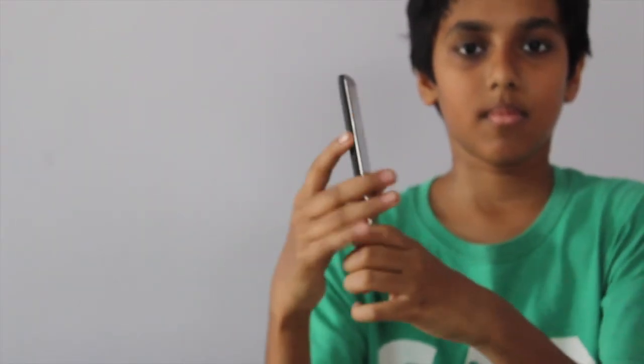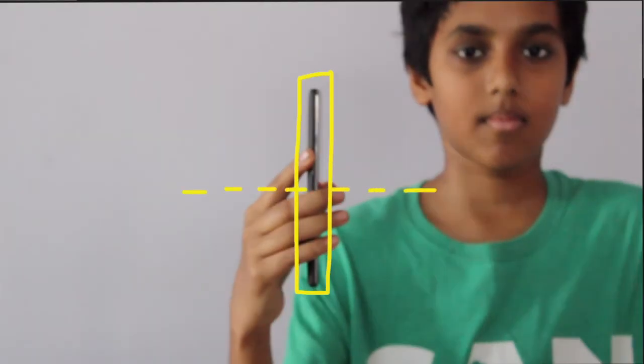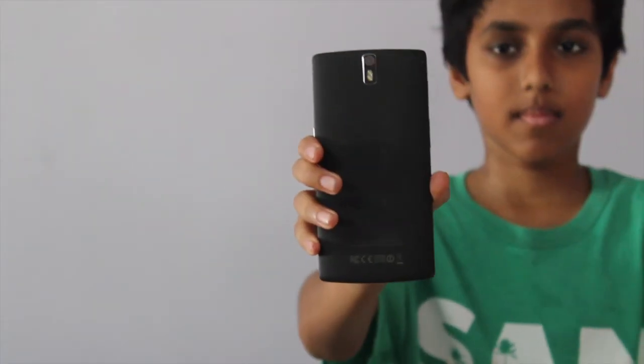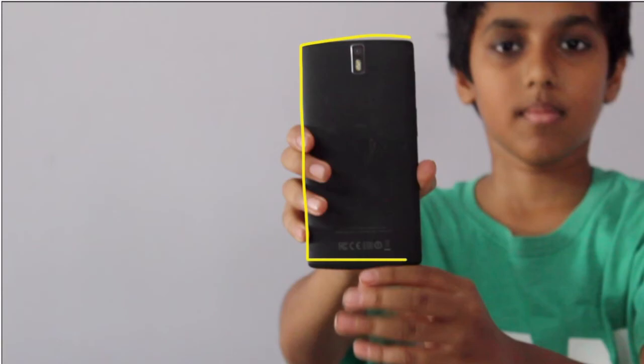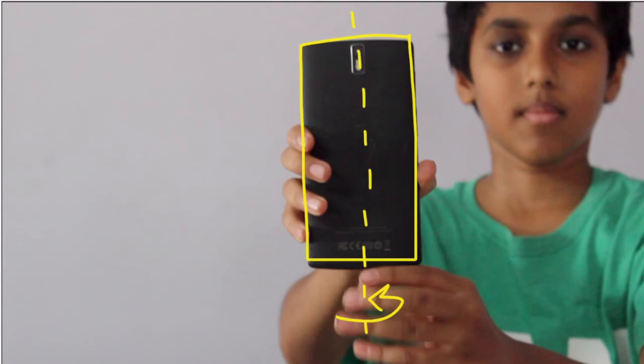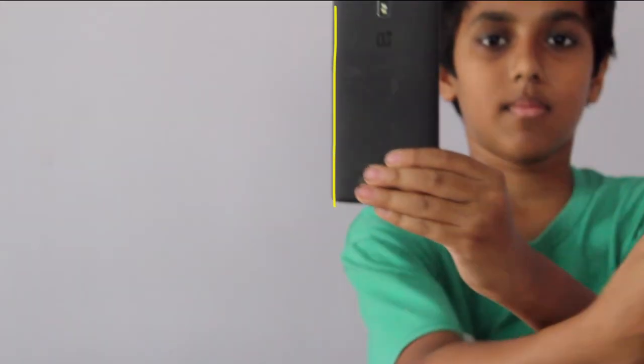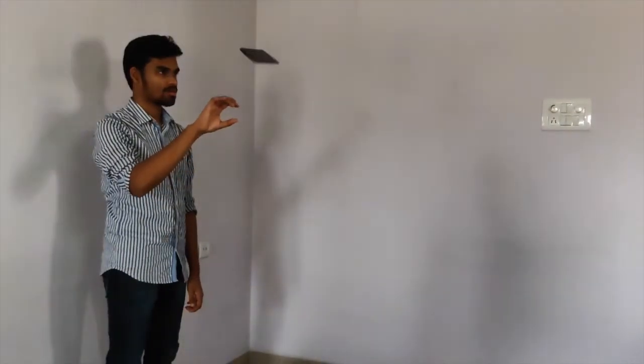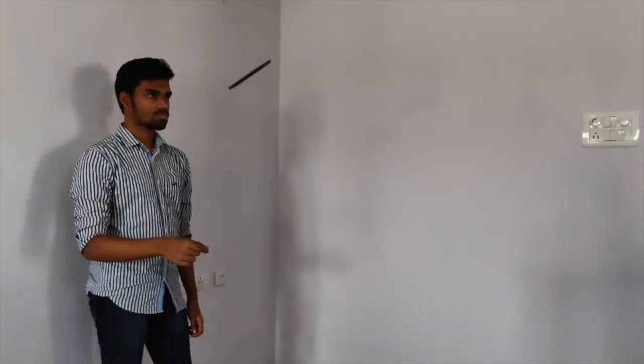This is axis 1, and the phone has the highest moment of inertia about this axis. This is axis 3, about which the phone has the least moment of inertia. And this is axis 2, which we are going to call the intermediate axis. We rotate the phone about axis 1 and 3 and we observe a stable rotation. But the rotation about the intermediate axis is always unstable.